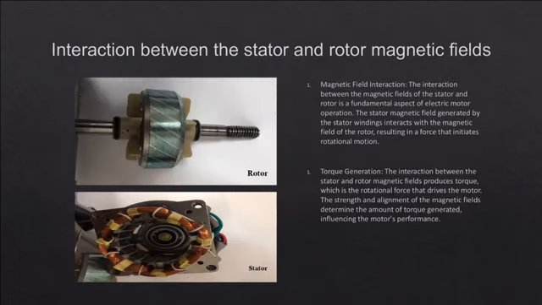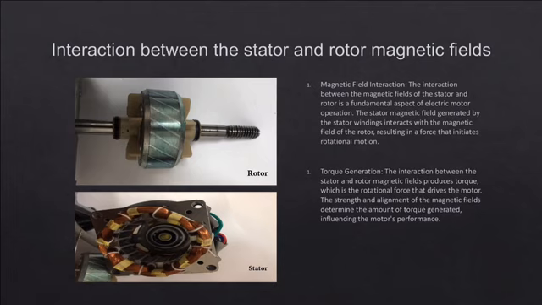This part is about the interaction between the stator and rotor magnetic fields. About the magnetic field interaction, the interplay between the magnetic fields of the stator and rotor is a crucial element in the operation of an electric motor. The magnetic field generated by the stator windings interacts with the rotor's magnetic field, creating a force that sets in motion the rotational movement of the motor.